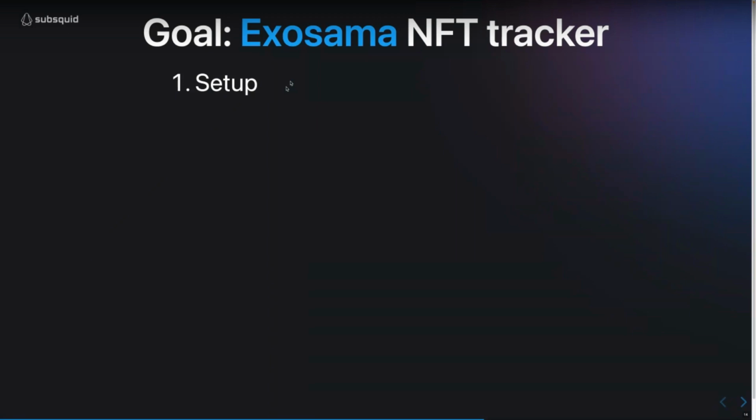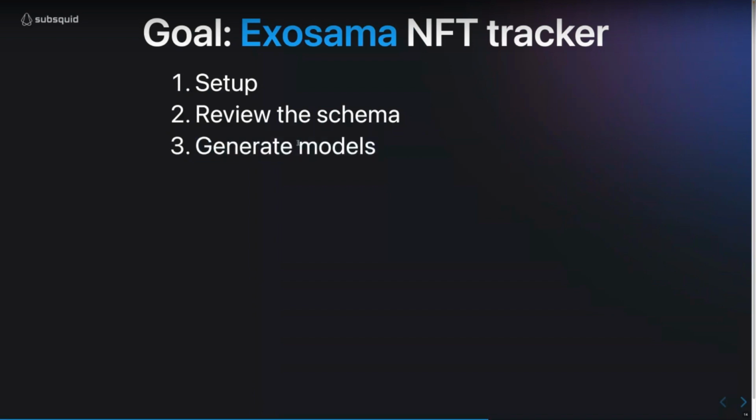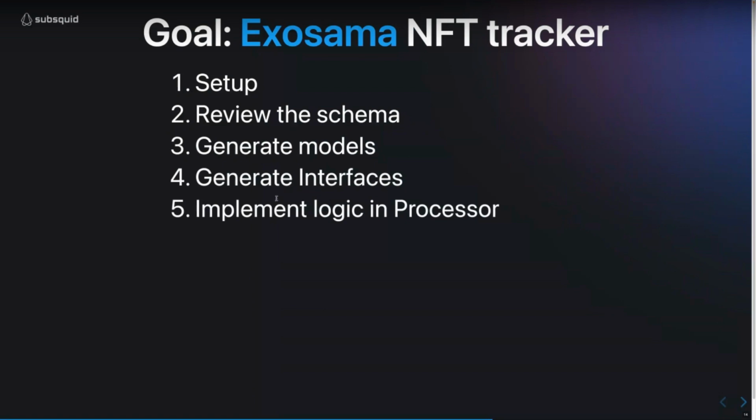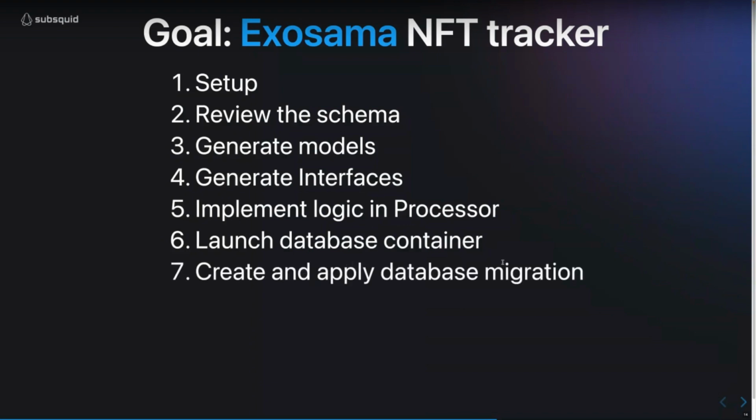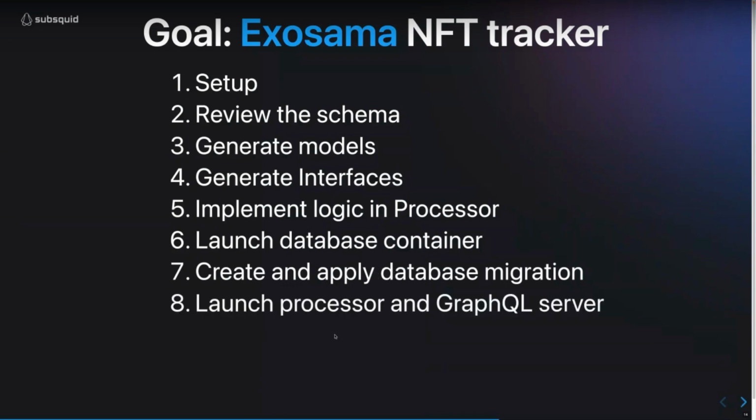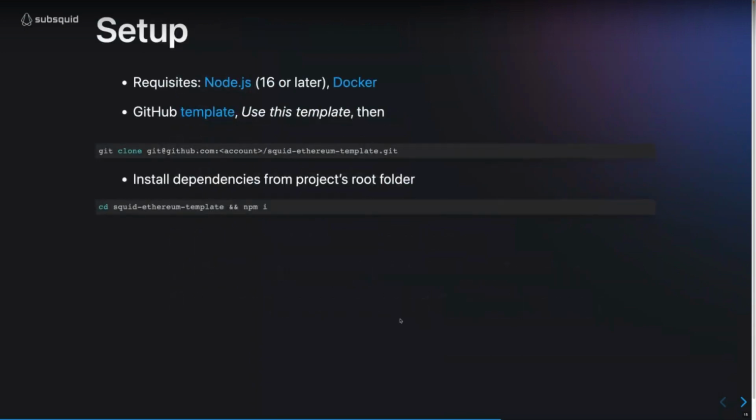So the goal, the flow to obtain the end goal is to start with the setup, review the schema. We are generating the models like I showed earlier, generating the interfaces for the smart contract. We're going to implement the business logic, launch the local database container. We need Docker. And apply the migrations. So essentially create the database schema for us automatically, launch the processor and GraphQL server, and just see the result.